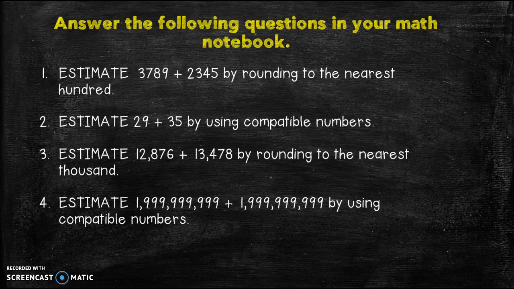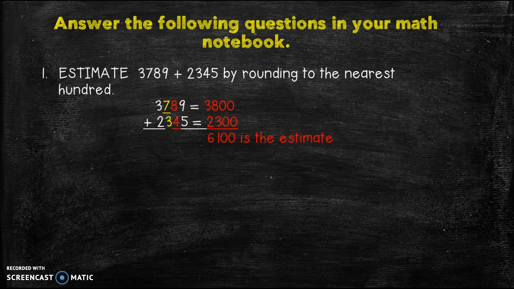Here come the answers in 3, 2, 1. So the estimate for number 1, we needed to use rounding to the nearest 100. So following the rounding poem and what I've learned from that, I know to underline the digit in the hundreds place, look next door. If it's 5 or more, we're going to add one more. So 3,789 will be rounded to 3,800. 2,345 would be rounded to 2,300. So when we add our rounded numbers together, 6,100 is the estimate.